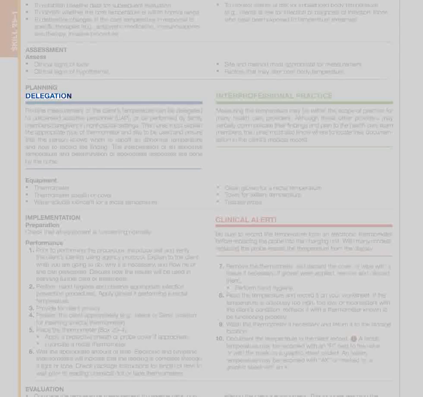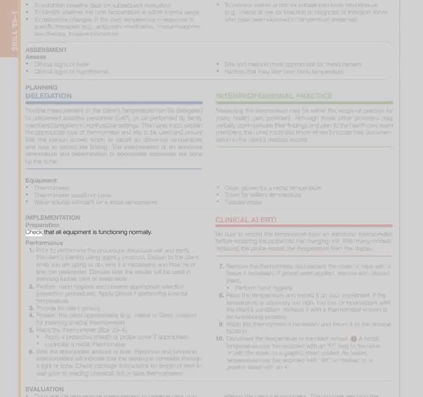Planning, delegation. Routine measurement of the client's temperature can be delegated to unlicensed assistive personnel, UAP, or be performed by family members or caregivers in non-hospital settings. The nurse must explain the appropriate type of thermometer and site to be used and ensure that the person knows when to report an abnormal temperature and how to record the finding. The interpretation of an abnormal temperature and determination of appropriate responses are done by the nurse.